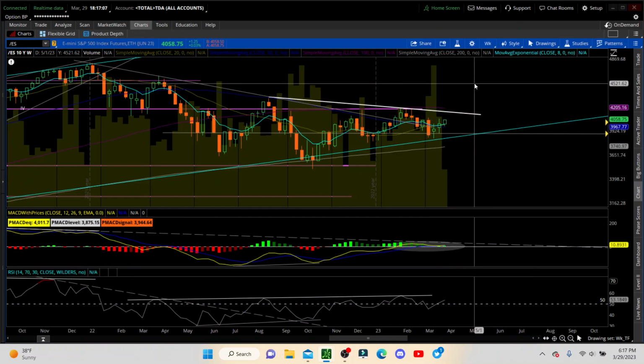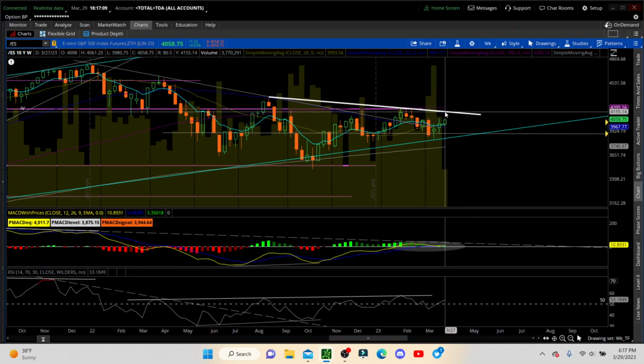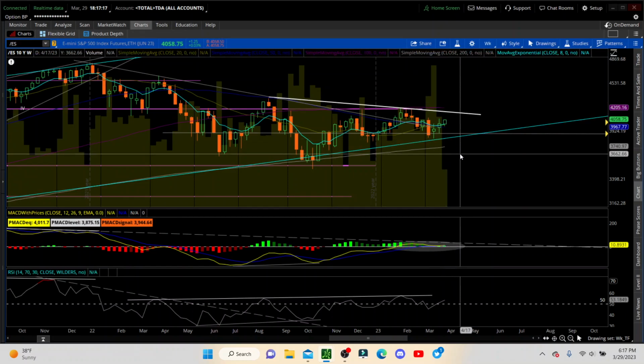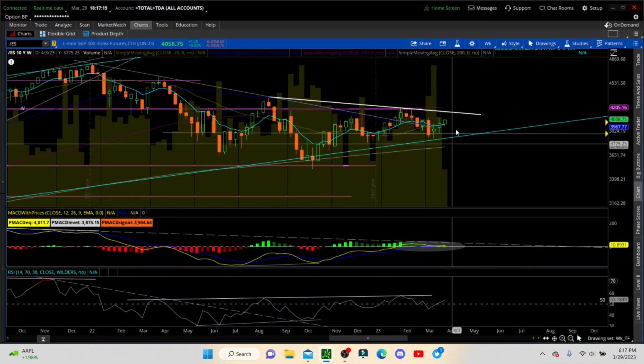I don't want to get into all that. But just look for price to break above this area for the bulls in the long run, and this area for the bears. This is a triangle. It's triangulating. It's getting tight in price.